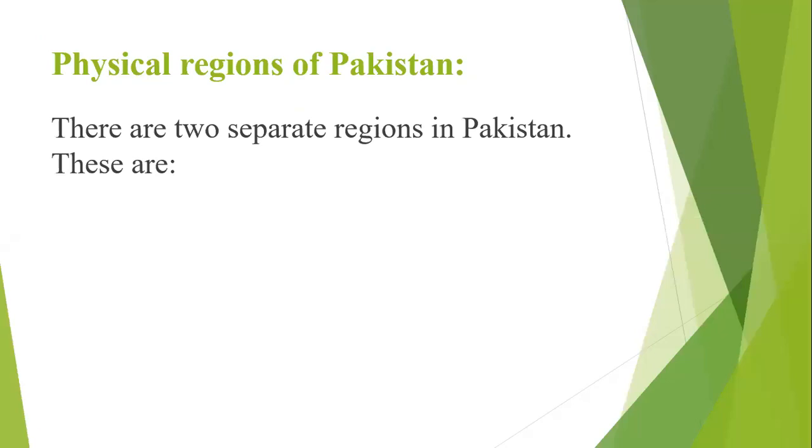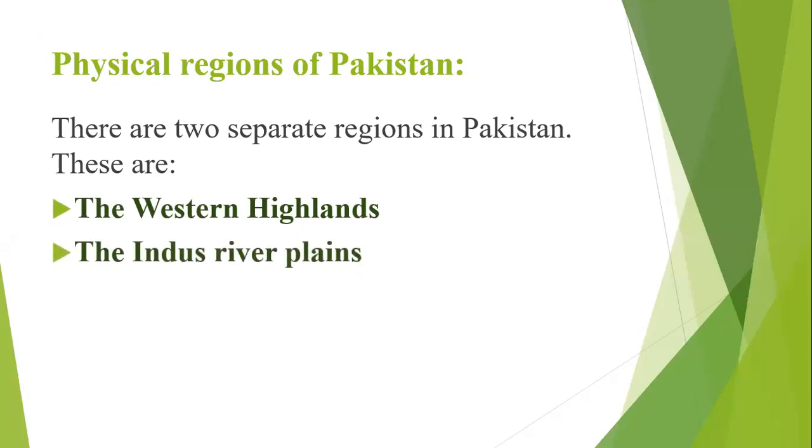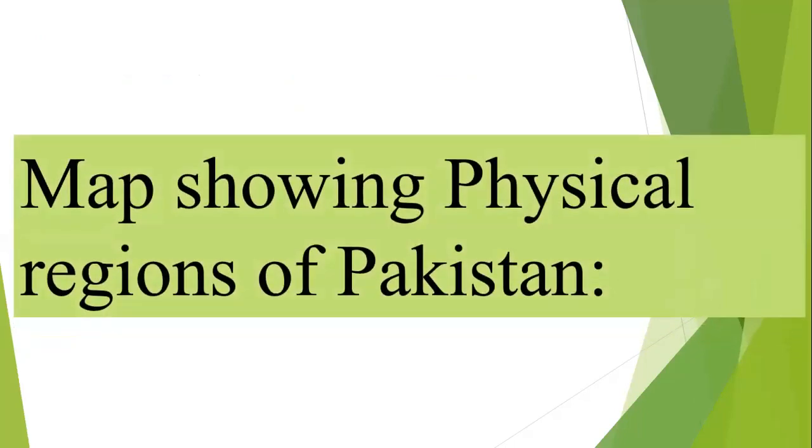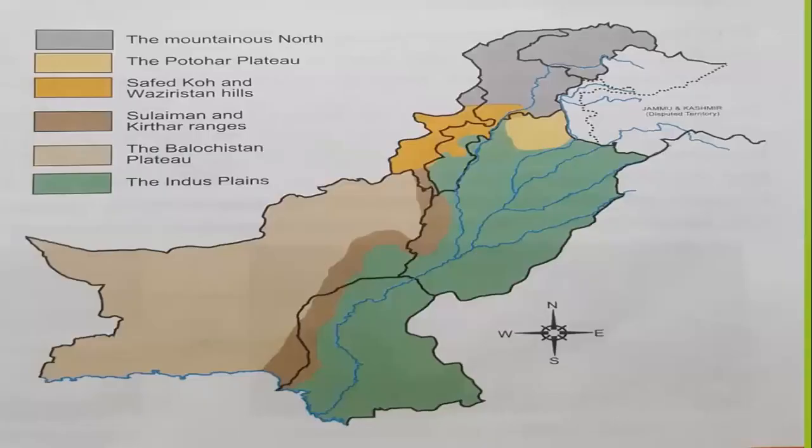Next topic is physical regions of Pakistan. So there are two separate regions in Pakistan, and these are the Western Highlands and the Indus River Plains. So in this lesson, we are going to discuss the Indus River Plains in detail. Okay, so now, the map showing physical regions of Pakistan. This is a map that shows physical regions of Pakistan. On the left side, you can see the key is given to you, which represents the different regions of Pakistan.